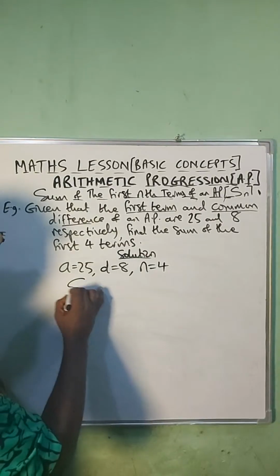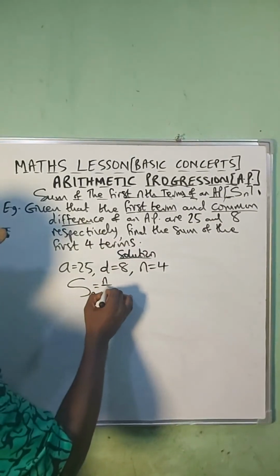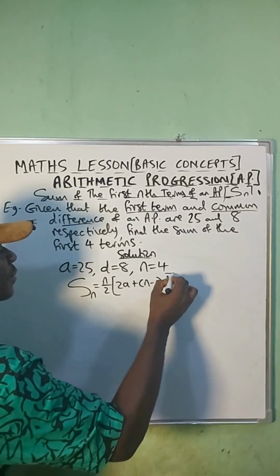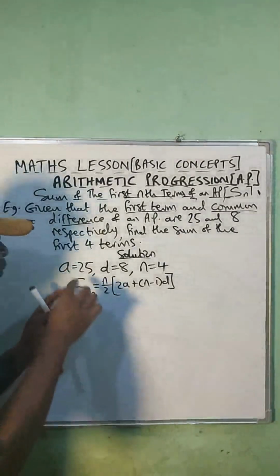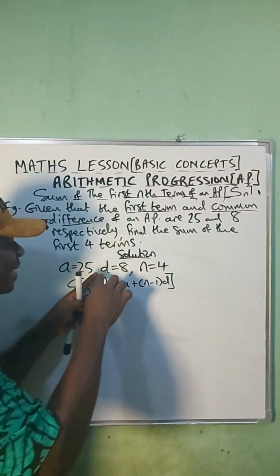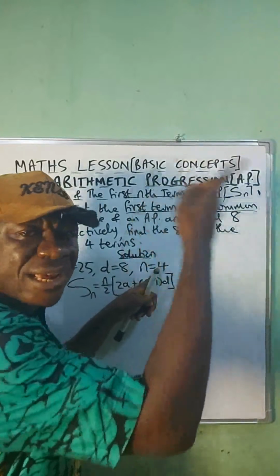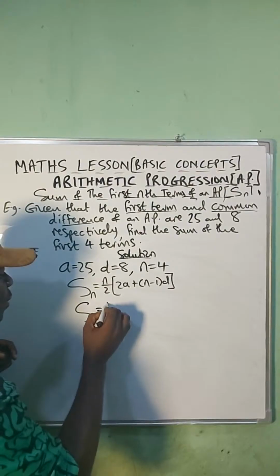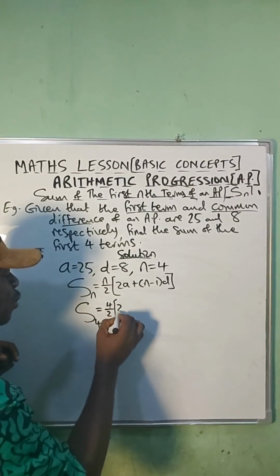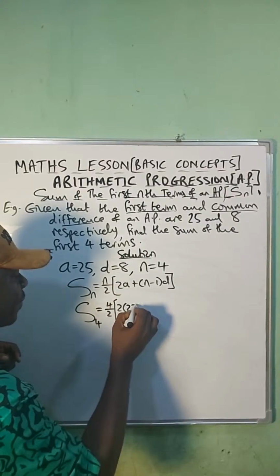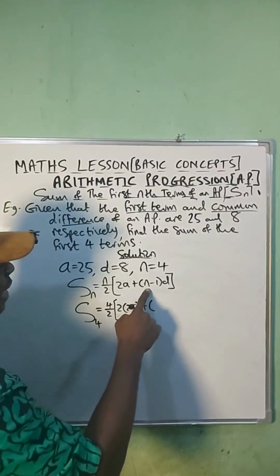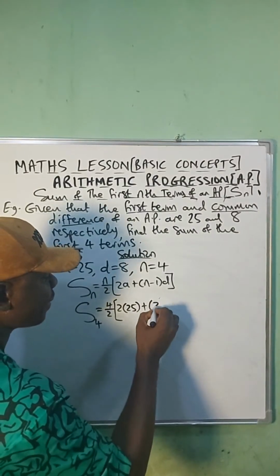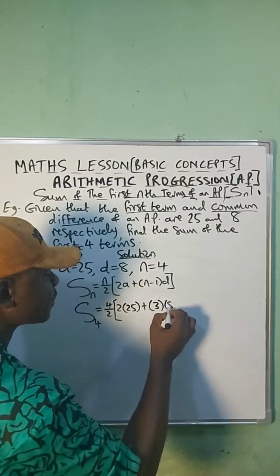So from here, we will now get sum of the first n terms equals to n over 2 into 2a plus bracket n minus 1 d. So what am I going to do? Wherever we see a, we'll substitute 25. If I see d, we'll substitute 8. If we see n, we'll substitute 4. So sum of 4 will be equals to 4 over 2 into 2a, a is 25, plus n is 4, so here will be 4 minus 1, and 4 minus 1 will be 3, d is 8.